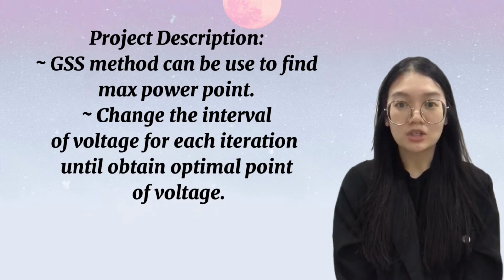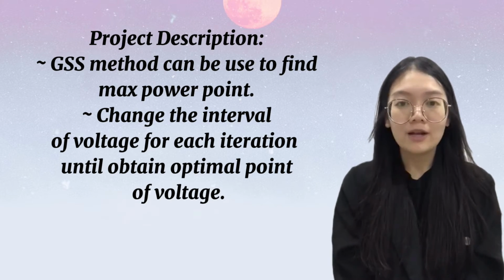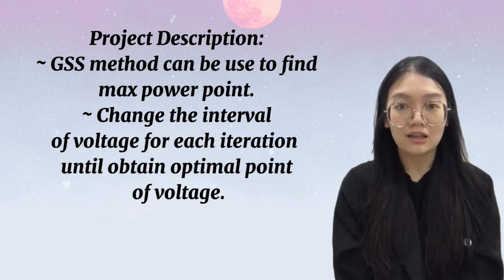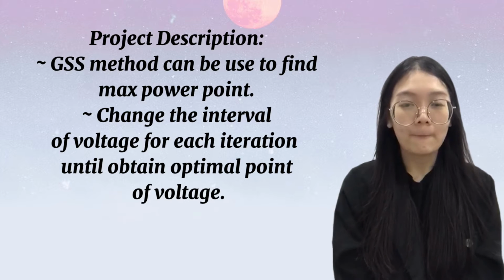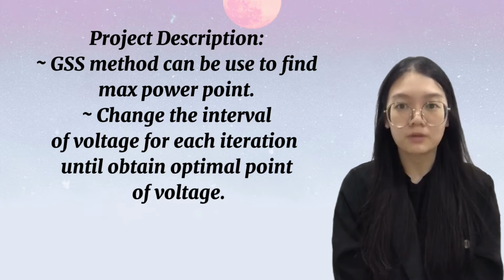In the project description, we can know that the Golden Section Search Method can be used to find the maximum power point. By relating the Golden Section Search Method and the maximum power point tracking technique, we can obtain the maximum power point by changing the interval of voltage after each iteration until the optimal point of voltage is obtained.